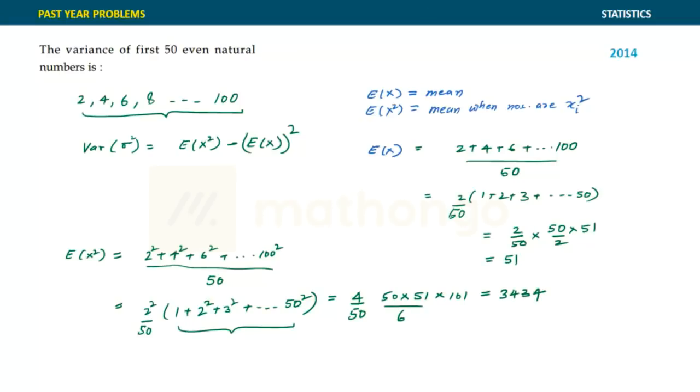Now we have solved our question. We just need to put in the values. So this is 3434, and remember the formula is mean of x square minus mean square, so you will not put 51 but 51 square. If you solve this, your answer should come out to be 833. This is the variance of the first 50 even natural numbers, and this is how you calculate it.